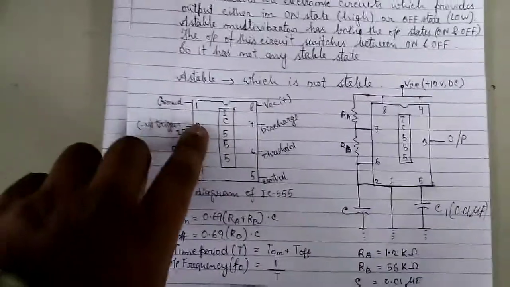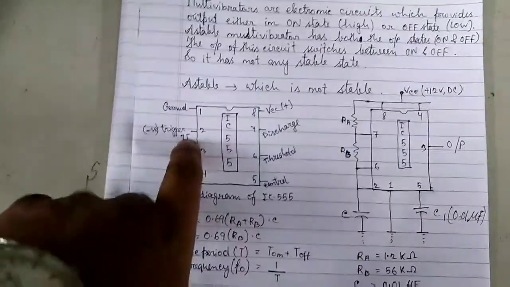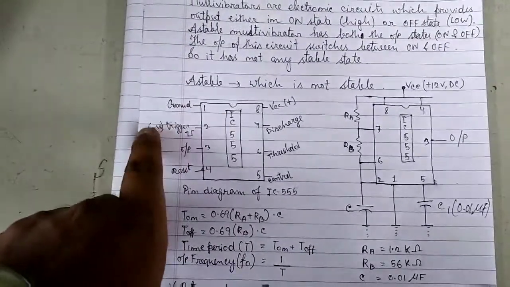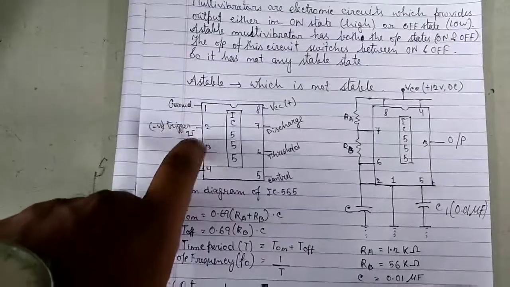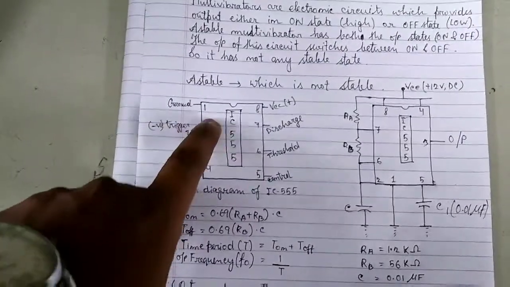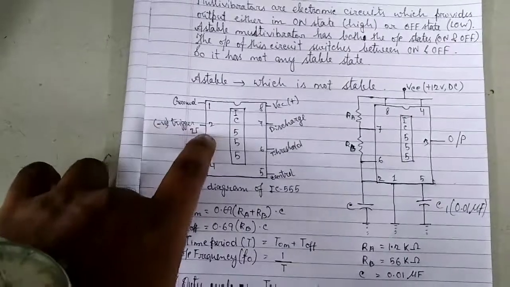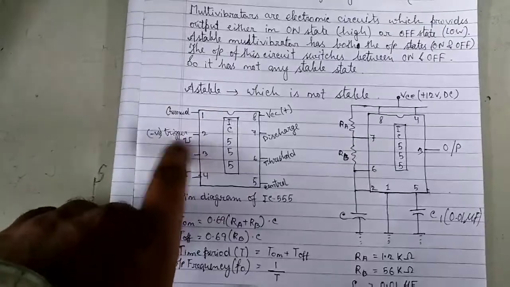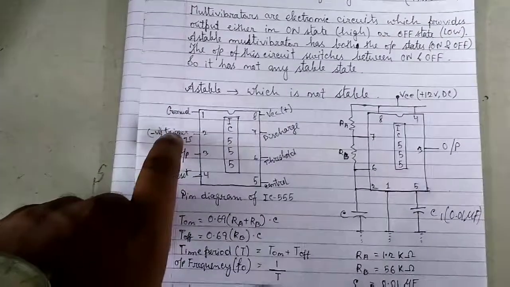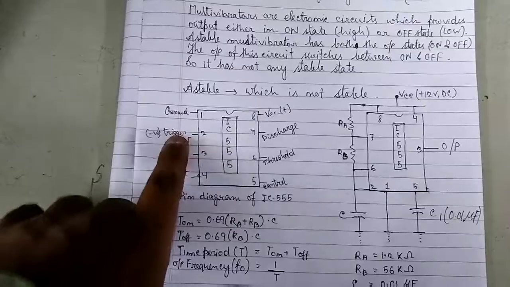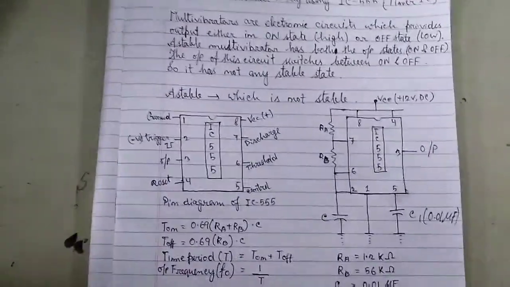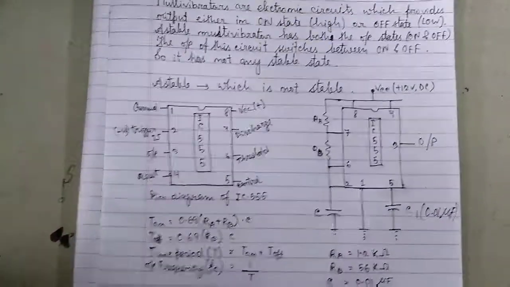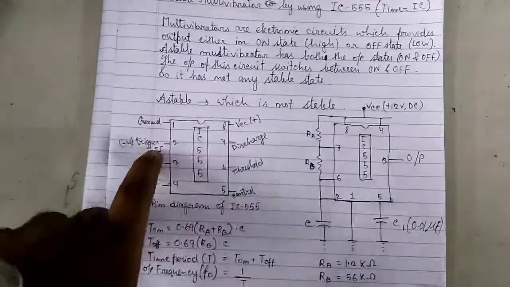That means if this pin number 2 is for negative triggering, then we should apply some lower voltage than the initial voltage of pin number 2. If pin number 2 is grounded, then we have to apply some negative voltage for negative triggering. If pin number 2 is connected to VCC, then we have to provide ground, that means 0 volt for negative triggering. That means we will apply some voltage lower than the initial voltage of the terminal, that is negative triggering.